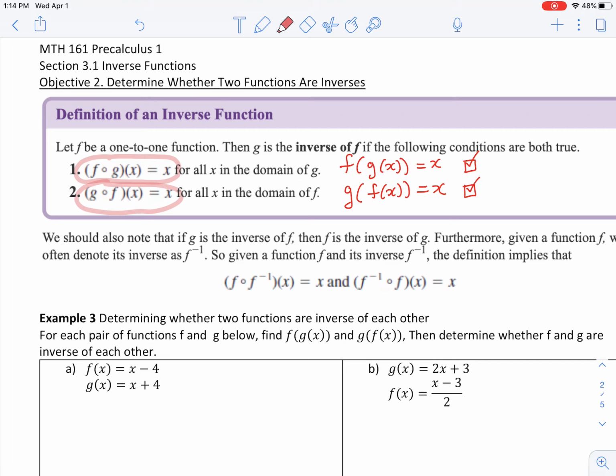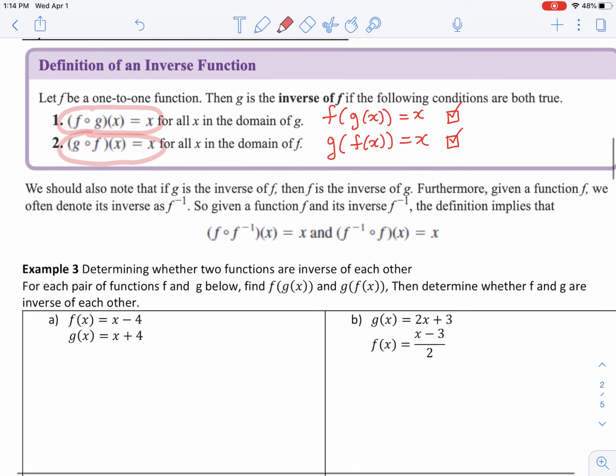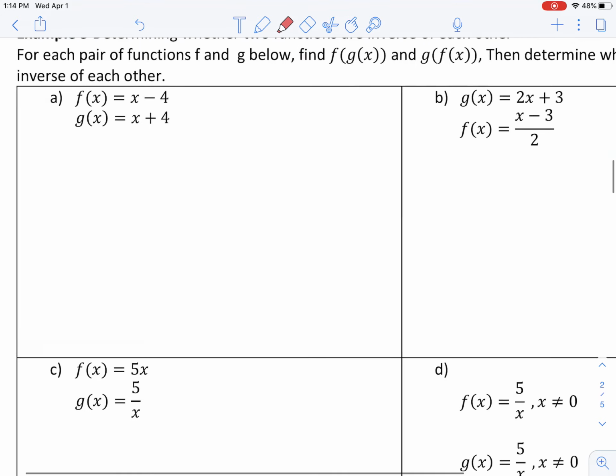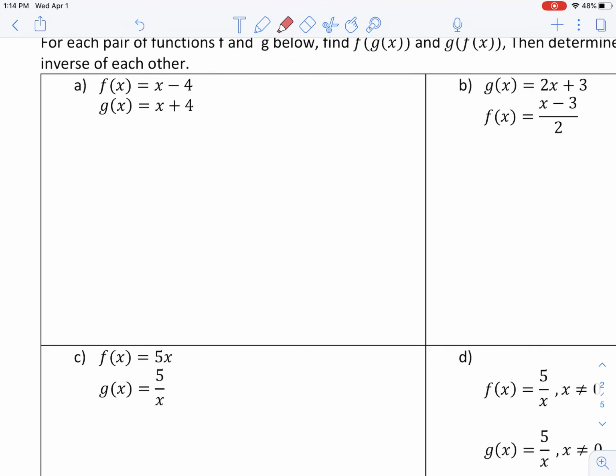So this is a great review of composition of functions. That's something that we talked about back in Unit 1. So let's try that. And then, this is just kind of talking about the same thing. But let's get to it. A, I'm going to check and see if f and g are inverses of each other. Now, looking at the functions, I see that f of x is x minus 4, and the other one is x plus 4.